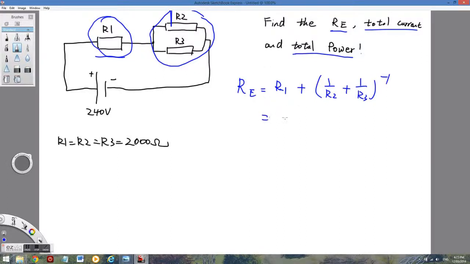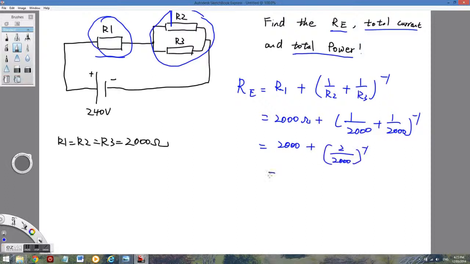is connected in series with the parallel set of R2 and R3. So if you put down the value, I have 2000 ohms plus 2000. Do the math. You should have 3000 ohms. So the total resistance is 3000 ohms.